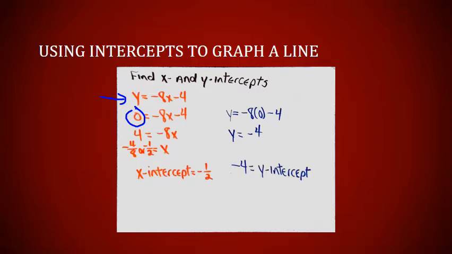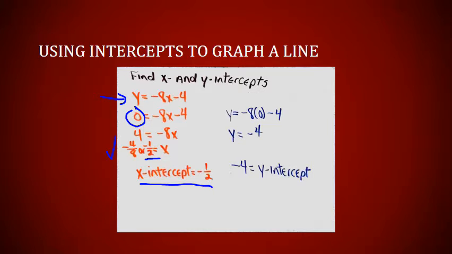I add 4 to both sides, and that's going to be 4 equals minus 8x. Now I'm going to divide both sides by minus 8, which initially gives me minus 4 over 8, which I reduce down to minus 1/2. So minus 1/2 equals x, and my x-intercept is minus 1/2.